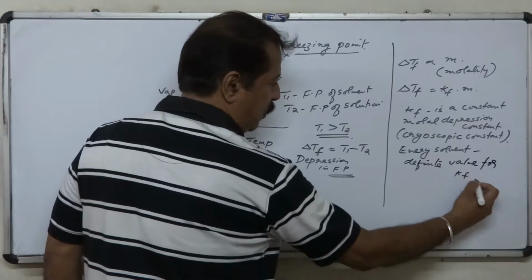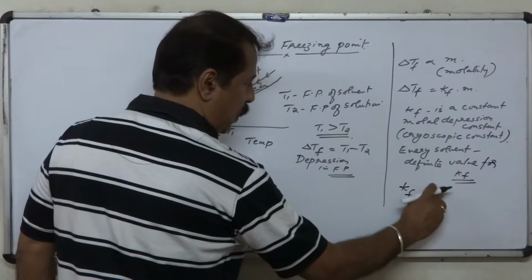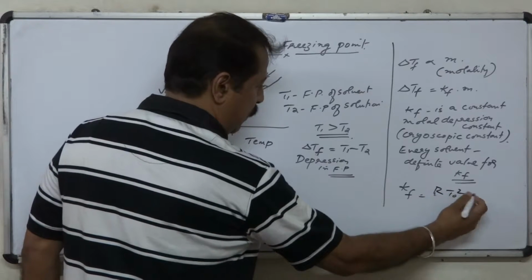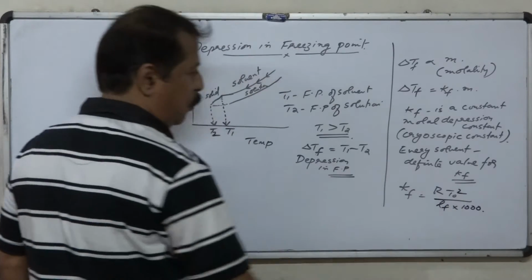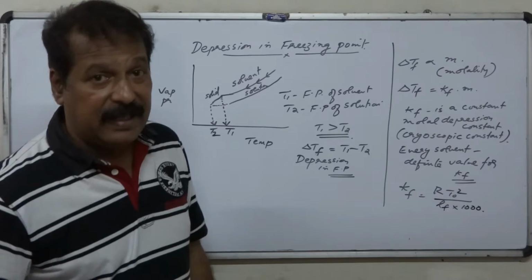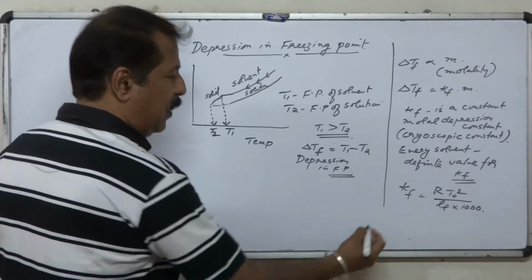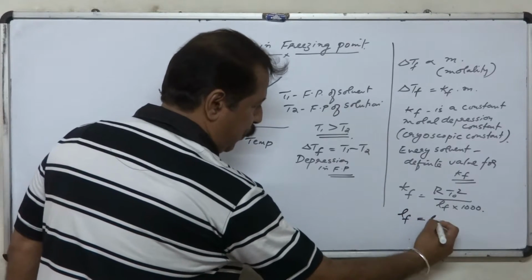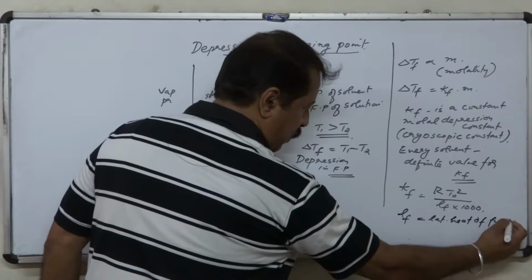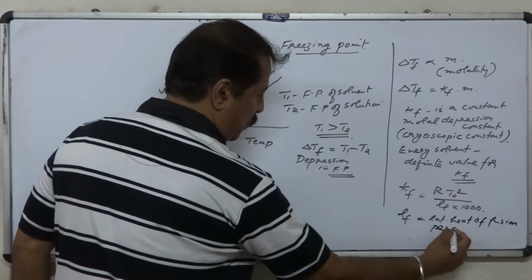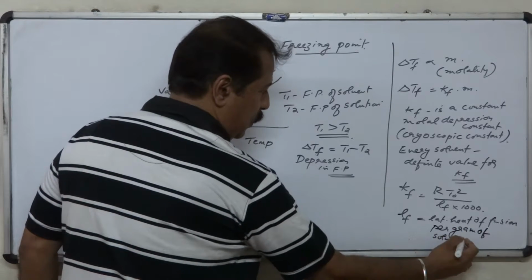Kf, the molar depression constant, can be calculated using the expression R T0 square divided by small lf into 1000. And what is this lf? lf is the latent heat of fusion per gram of the solvent. So this lf is the latent heat of fusion per gram of solvent. So this is Kf.